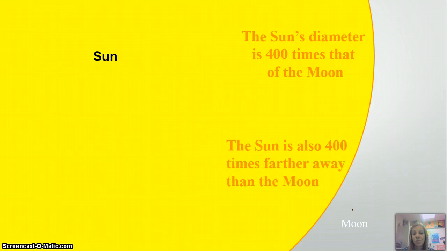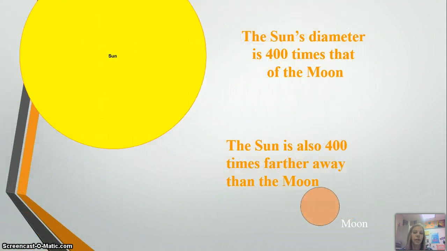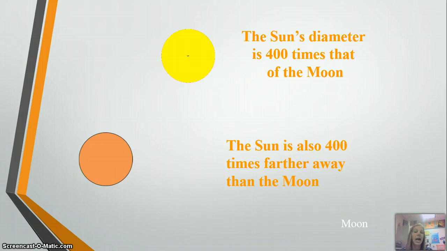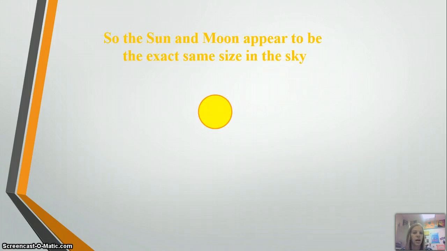Well, the sun is also 400 times farther away from Earth. So not only is it 400 times bigger, it's also 400 times further. Think about it when you're viewing something that's off in a distance, how the size looks to you from a distance versus the actual size of that object. So what I'm trying to get you to think about is because the sun is so far away from us, it looks much smaller in our sky. And in fact, the moon and the sun actually look about the same size in our sky, even though they are far from the same size.